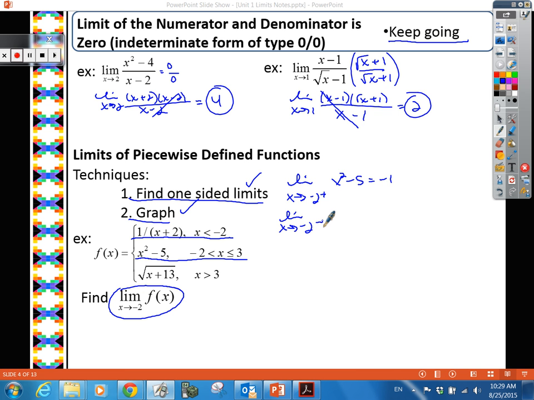Negative 2 from the left. Now, if I'm coming from the left, I need to use the side that is on the left, right? When x is smaller than negative 2. That's this piece. So that's 1 over x plus 2. All right, so I sub in a negative 2. I get 1 over 0.